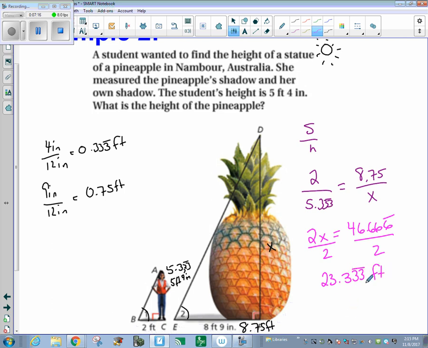And I already figured out what 0.333 repeating is, it's 4 inches. So in feet and inches, this is 23 feet and 4 inches. Oops, I don't need the fraction there. And 4 inches would be the height of this pineapple, approximately. All right, and so that's how we do indirect measurement. We don't actually have to measure the actual shape. We can do it by using other pieces of information.